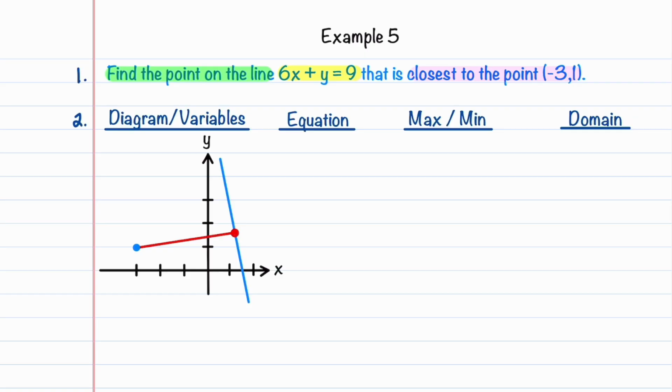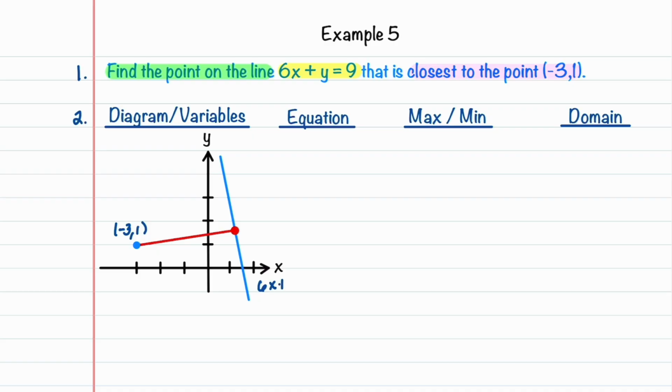I went ahead and drew our point. This point is the point minus 3, 1. And then I drew our line, which is 6x plus y is equal to 9. We want to find a point on the line, and that's our red point here. So we're going to just label this x, y. That's the point that we need to find. And it's the point that is closest to the point minus 3, 1. Let's go ahead and identify our variables. So we're going to say that x comma y is our point on the line.